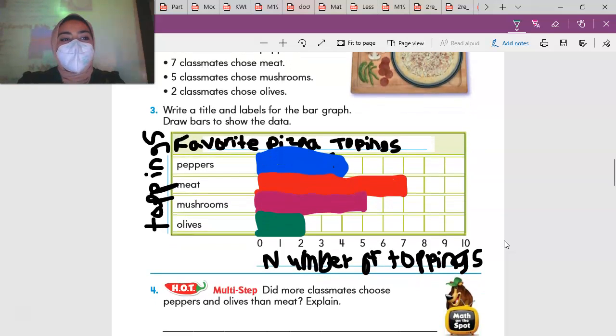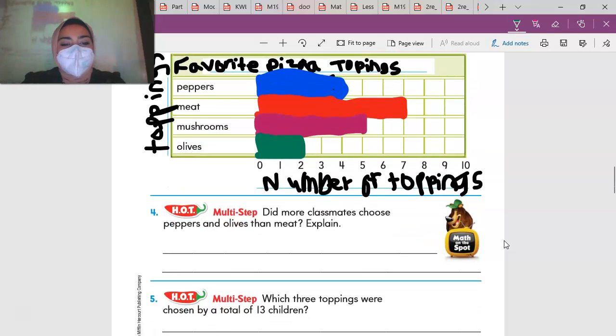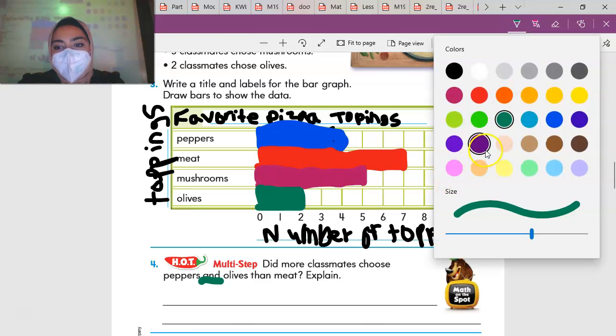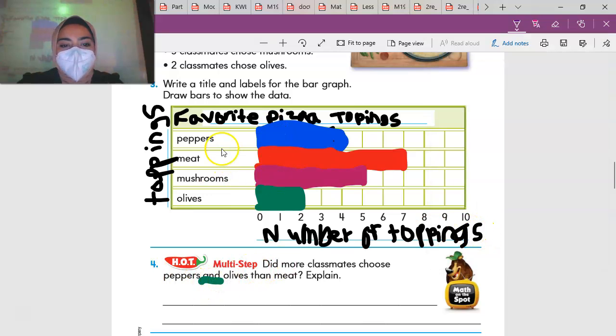Was that really hard? It really wasn't. Let's go on to number 4 and see what number 4 says. It says, did more classmates choose peppers and olives than meat? What does and mean? Add. So what do you think I'm going to add? I'm going to add peppers and olives. This is a 2-step problem. First thing I'm going to do is add peppers and olives. How many people chose peppers? And how many people chose olives? 2. So I'm going to do 4 plus 2 first. Is what? 6. And it says, did more classmates choose peppers and olives or meat?